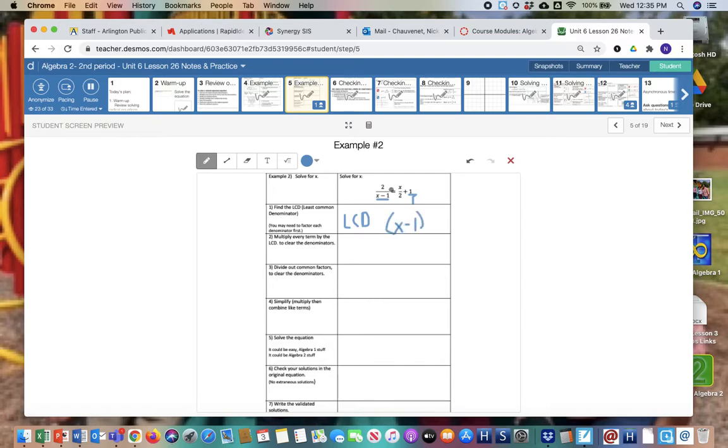Okay, so I have my x minus 1. What about in the next term? I have a 2. Okay, I got to include that. 1, well, that doesn't change anything. So here's my LCD, 2 times x minus 1. Okay, so we're going to multiply that through for every single part here. So for all three aspects, that's what we're going to do.